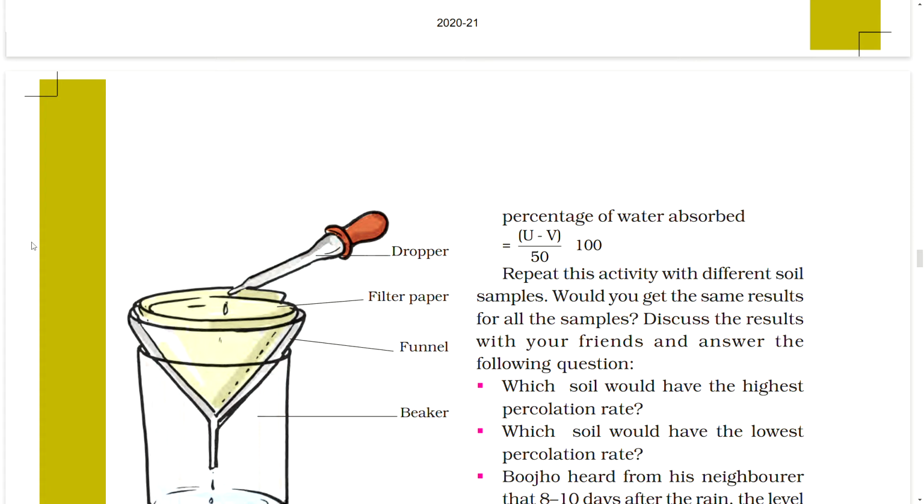Repeat this activity with different soil samples. Would you get the same result for all the samples? Discuss the result with your friends and answer the following questions. Which soil would have the highest percolation rate? Which soil would have the lowest percolation rate?